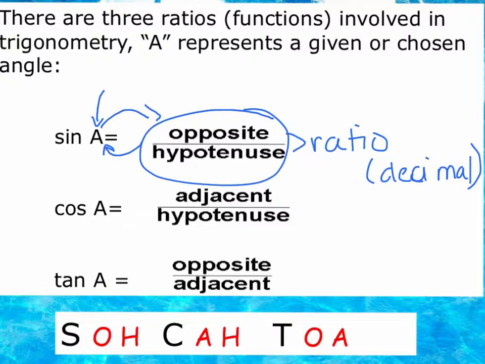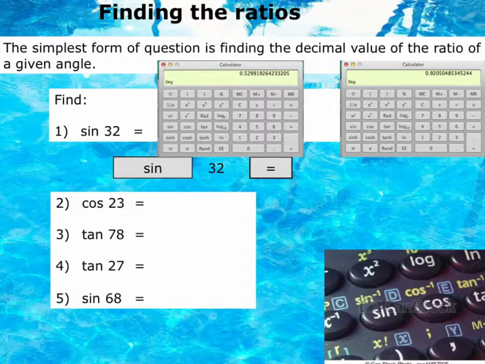So let's review SOHCAHTOA. SOH means sine, opposite over hypotenuse. Sine A is opposite over hypotenuse. CAH is cosine, adjacent over hypotenuse, so cosine of A would be adjacent over hypotenuse. TOA would be tangent of A, which is opposite over adjacent. Write this at the top of your paper anytime you're solving these types of problems, and it will really help you. You will need a scientific calculator.